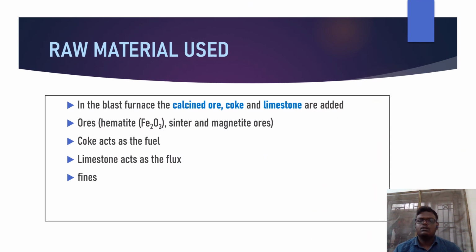The raw materials used in the blast furnace: iron ore, coke, and limestone are added as raw materials. Here, the ores are hematite, Fe2O3, sinter, and magnetite ores. Coke acts as the fuel, and limestone acts as the flux. In addition, iron fines are added. Natural or direct shipping iron ores contain between 50 to 70% iron and can be fed directly into the blast furnace. Coke is a reductant, a chemical that reduces iron oxide to iron metal, especially when combined with heat and oxygen.